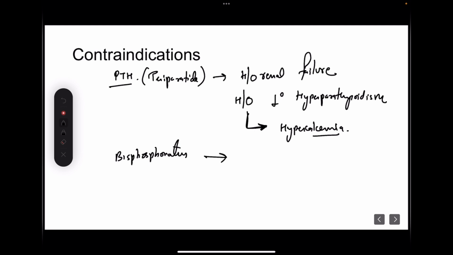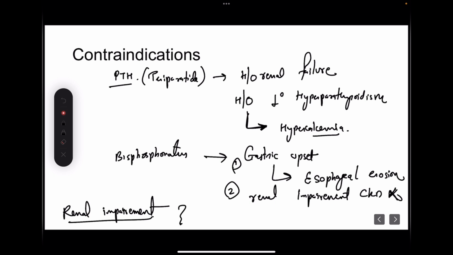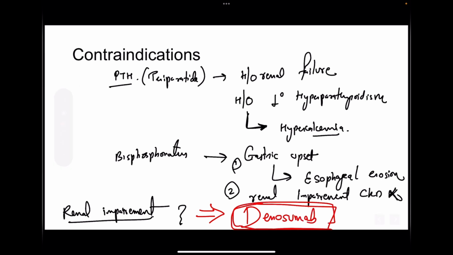Now coming to the bisphosphonates. What are the side effects? One is gastric upset. So don't give it when the patient has a history of esophageal erosions. And second is renal impairment. For patients with CKD, AKI, don't give it. So if a patient with renal impairment comes to us, what can we give? In that case, neither bisphosphonates nor teriparatide can be given. Then we can go for denosumab. This is the only drug which is left in these patients.